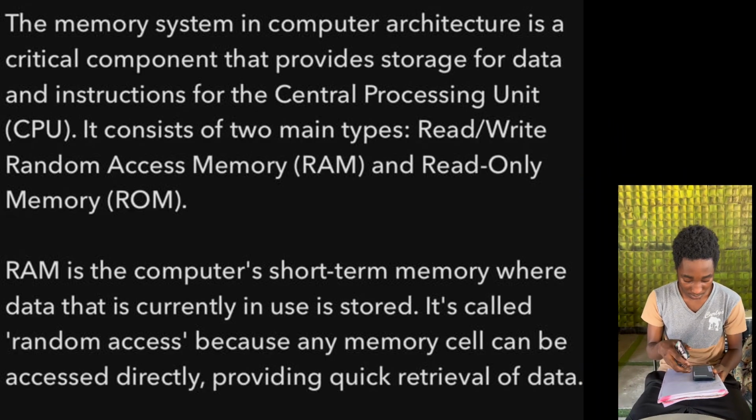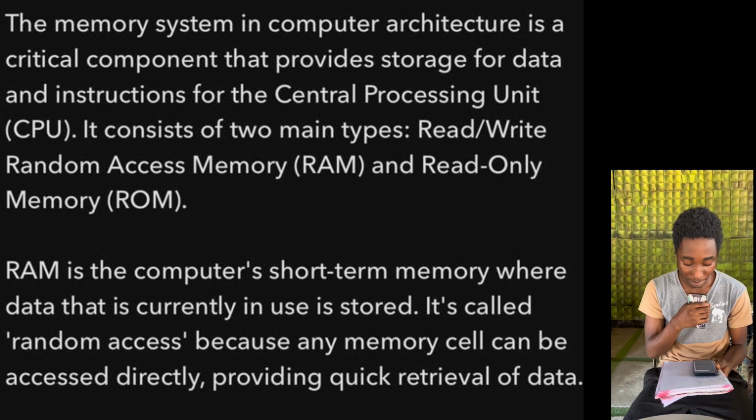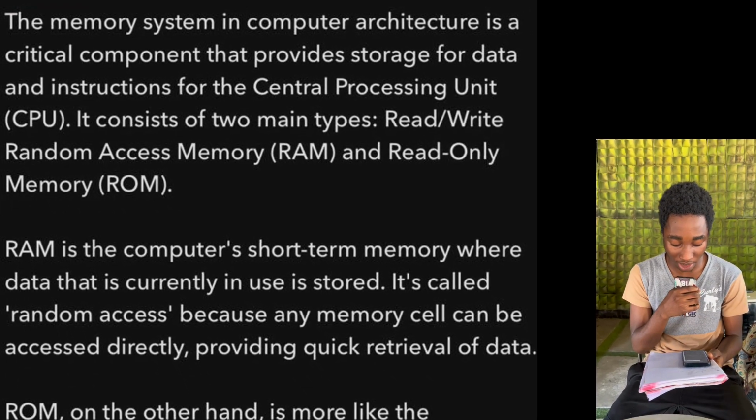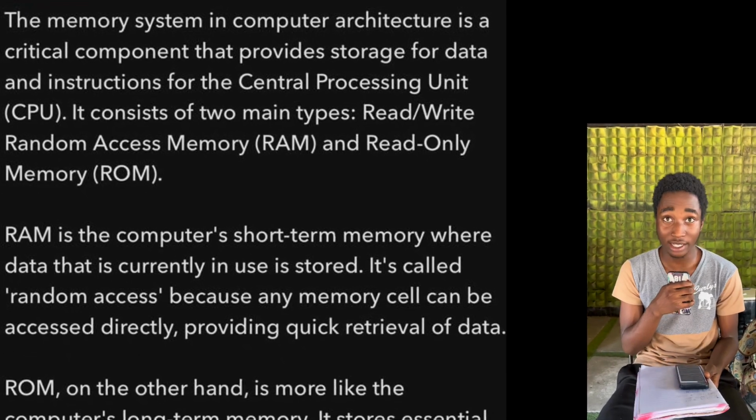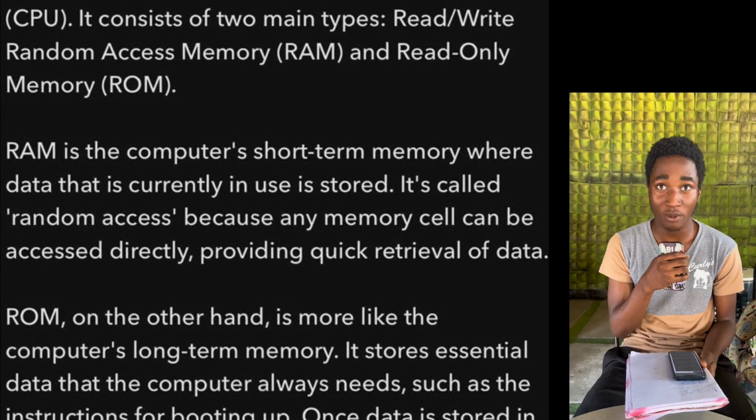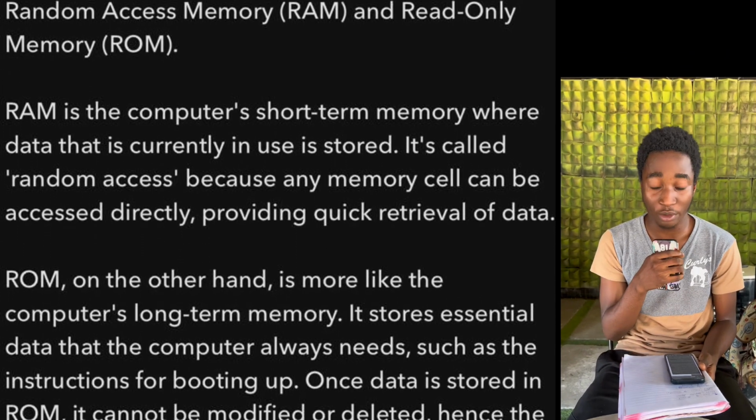My name is Kelvin Labi. Today I'll be presenting on the memory system. In computer architecture, the memory system is crucial. It's where the CPU fetches instructions and data. This includes ROM and RAM. We know RAM to be random access memory and ROM to be read-only memory.